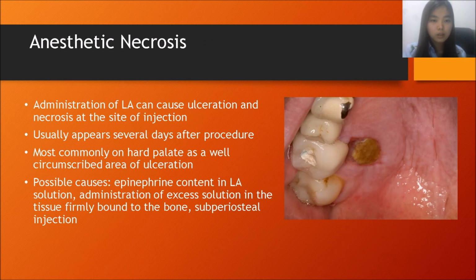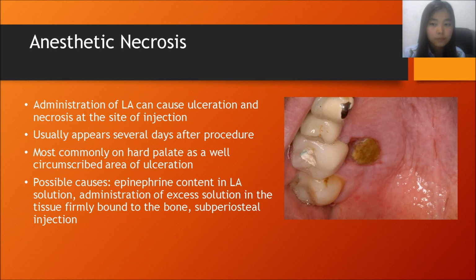Lastly, the anesthetic necrosis. This is due to the administration of local anesthetic, which can cause ulceration and necrosis at the site of injection. It usually appears a few days after the procedure. As you can see on the diagram, this is a well-circumscribed area of ulceration and most commonly happens on the hard palate. The possible causes of anesthetic necrosis are the epinephrine content in the local anesthetic solution, the administration of excess solution in tissue which is firmly bound to the bone, or subperiosteal injection.